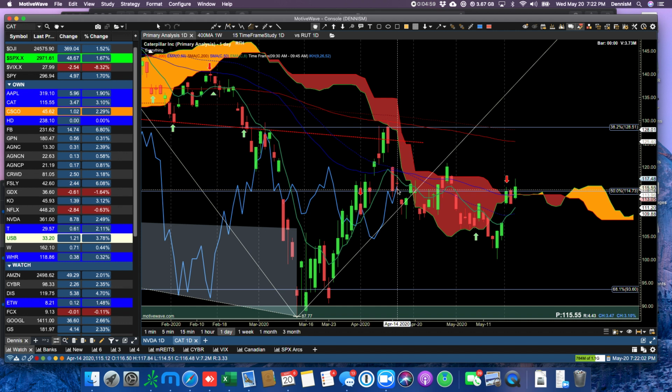Caterpillar continues to move up. Look at the Chikou span on the candle here. So that's a bit of a resistance, but look, we've got some support here and we can move higher.